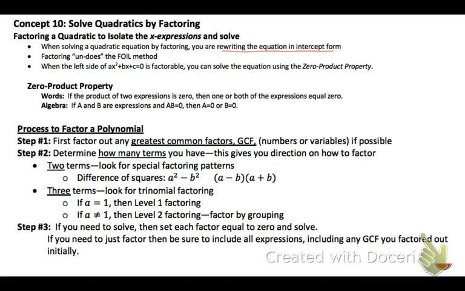Factoring undoes the multiplication method, and so I'm going to refer to the FOIL method. So you may have learned this. This is just an acronym that when you multiply two binomials together, you multiply first terms together, then outer terms, then inner terms, then last terms.